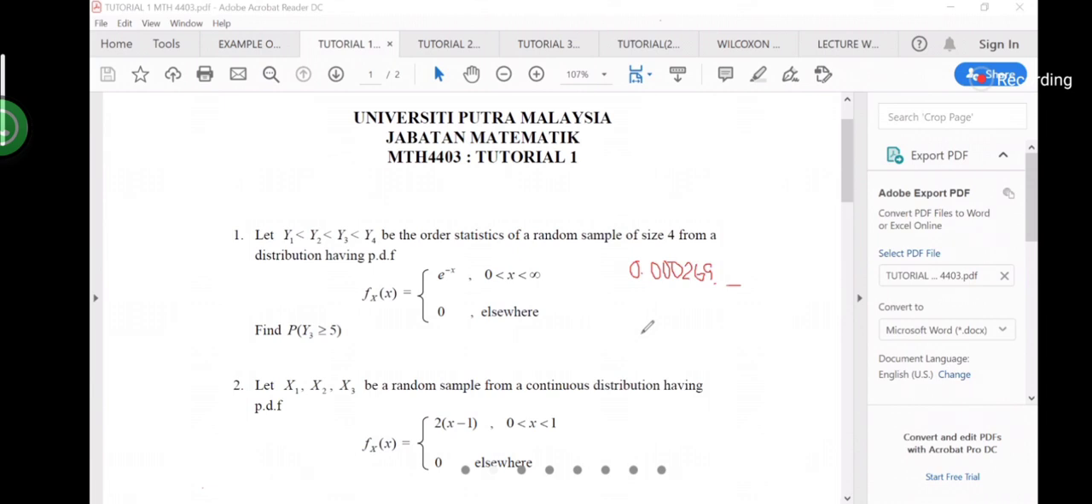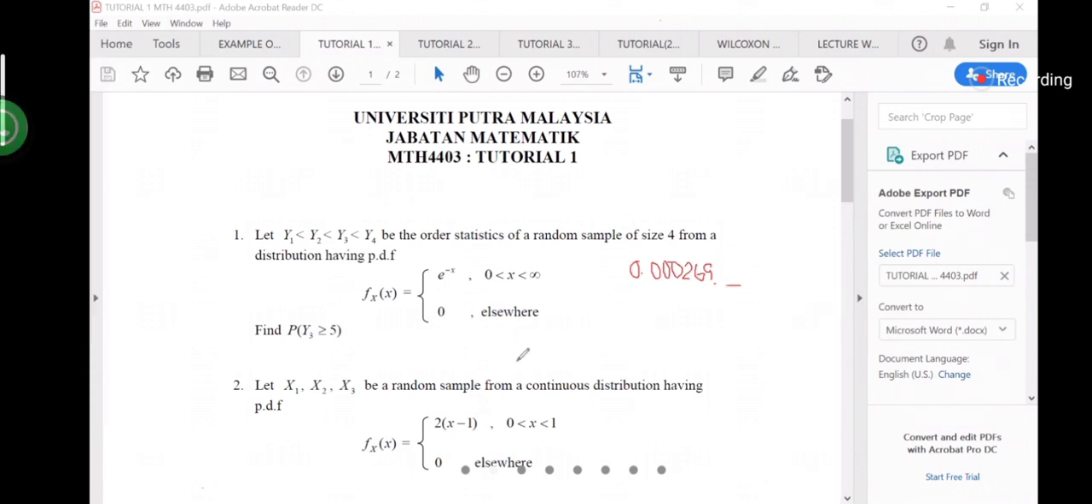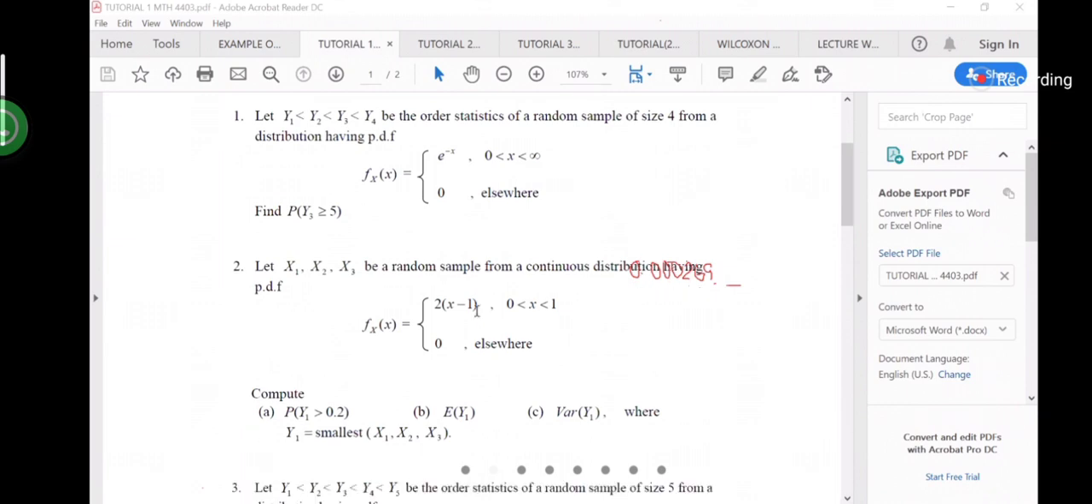Okay, then find the probability of Y3 greater or equal to 5. Well, this is the probability, right? Number 2. Number 2, what is the answer for A? Everyone get the answer A or not? Answer B. No.